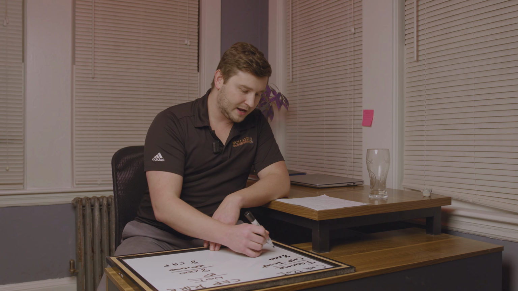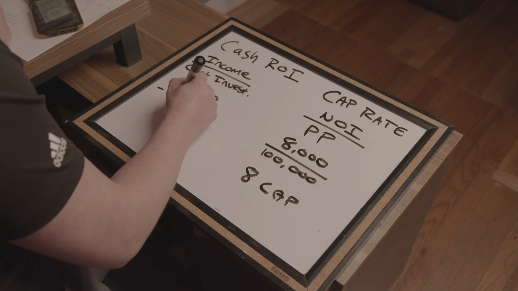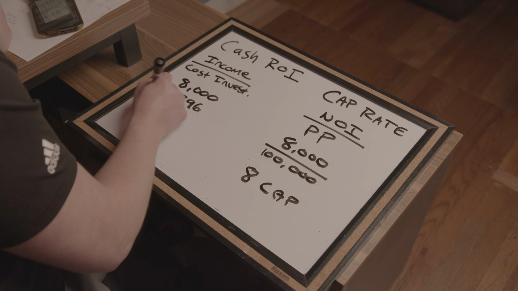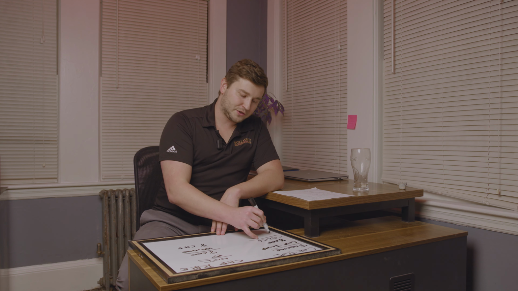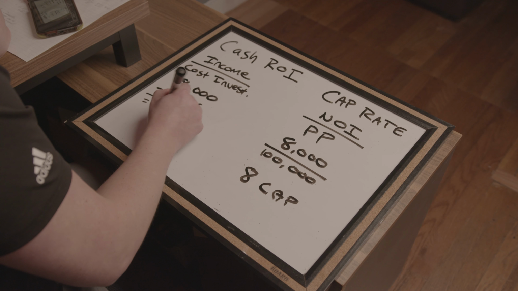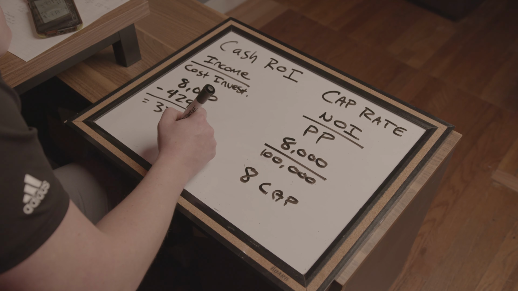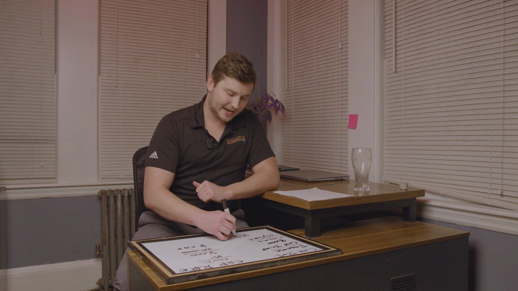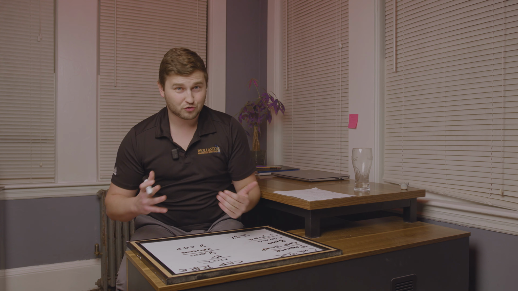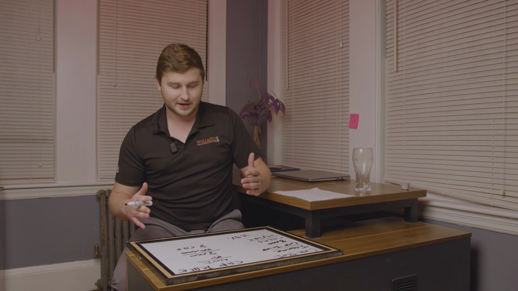Over the course of a year, that is $4,296, if I'm on the money with my math. Luckily, I got a calculator. So that gives you an actual profit of $3,704. Remember, you put $25,000 down. So $3,704 divided by $25,000 actually gives you a cash-on-cash return of 14.8%, which is an incredibly strong return on any investment by almost anybody's standards.